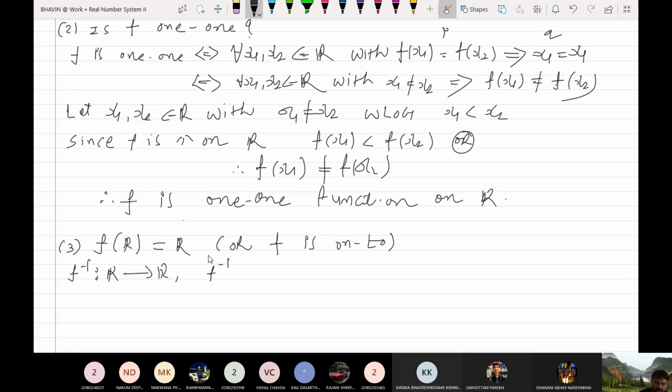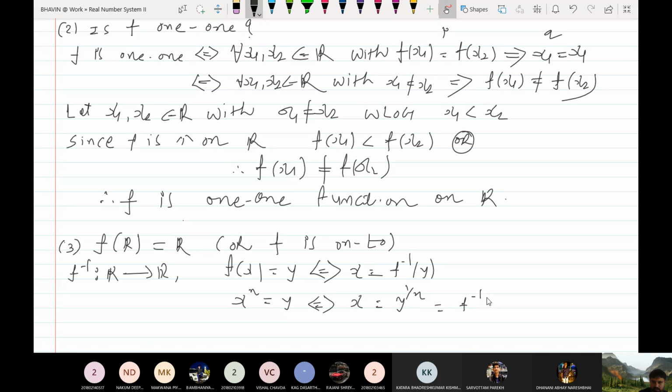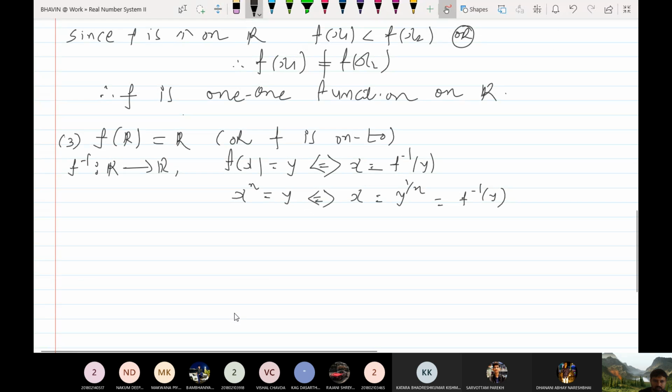And what is the inverse function? So how can you find the inverse function? In this way: f(x) equal to y if and only if x equal to f inverse of y. So f(x), which is nothing but x raised to n, equal to y if and only if x equal to y raised to 1 by n, but x is nothing but f inverse of y. So what is your f inverse of x? What is the definition of f inverse of x? f inverse of x is given by x raised to 1 by n.